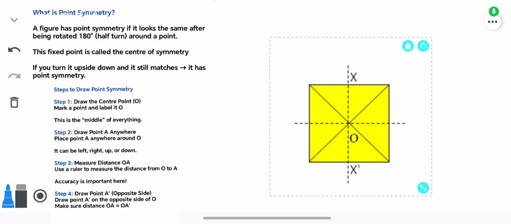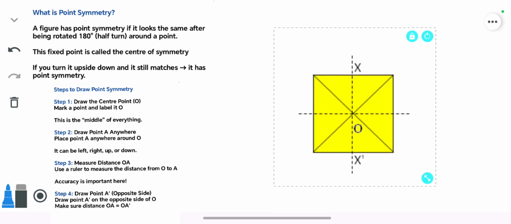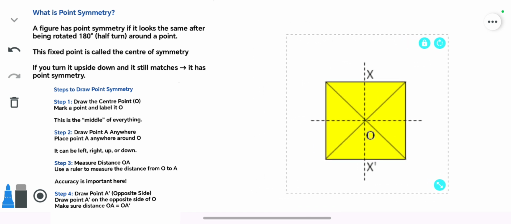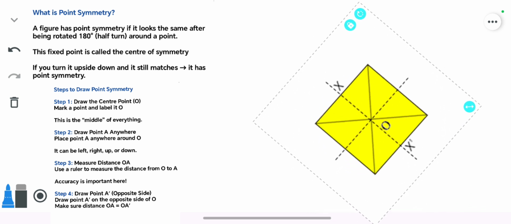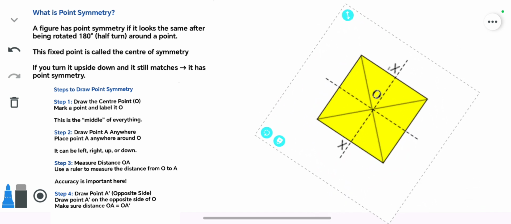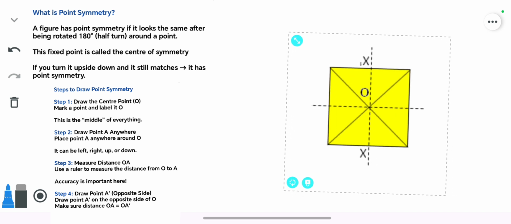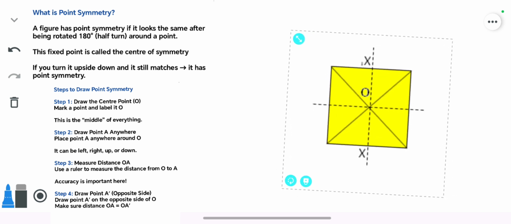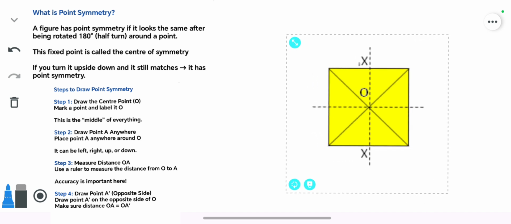Have you ever turned a shape upside down and it still looks the same? For example, here we have a square. We are going to turn this shape upside down and it will look the same. So we start 1, 2, 3, 4, 5, and boom, it still looks the same. We're going to turn it again back to the original position.